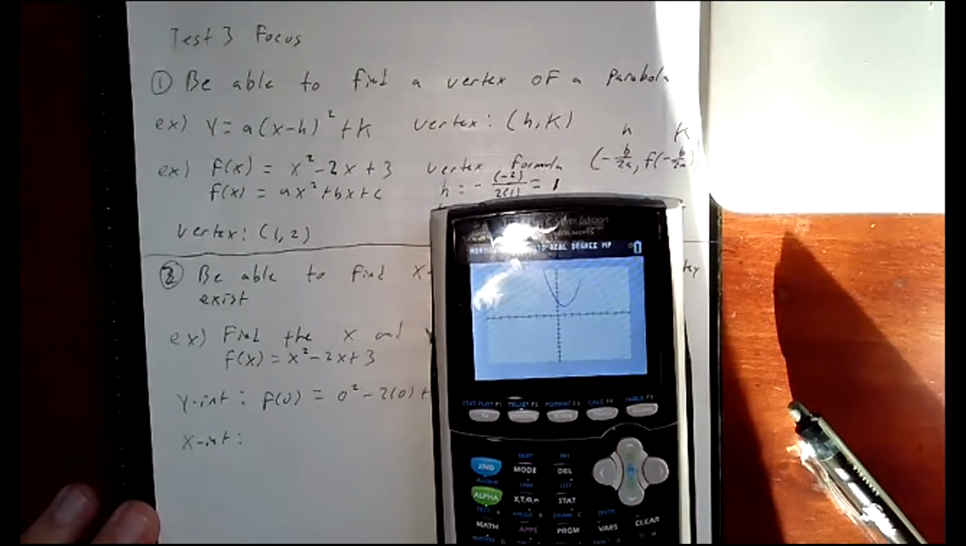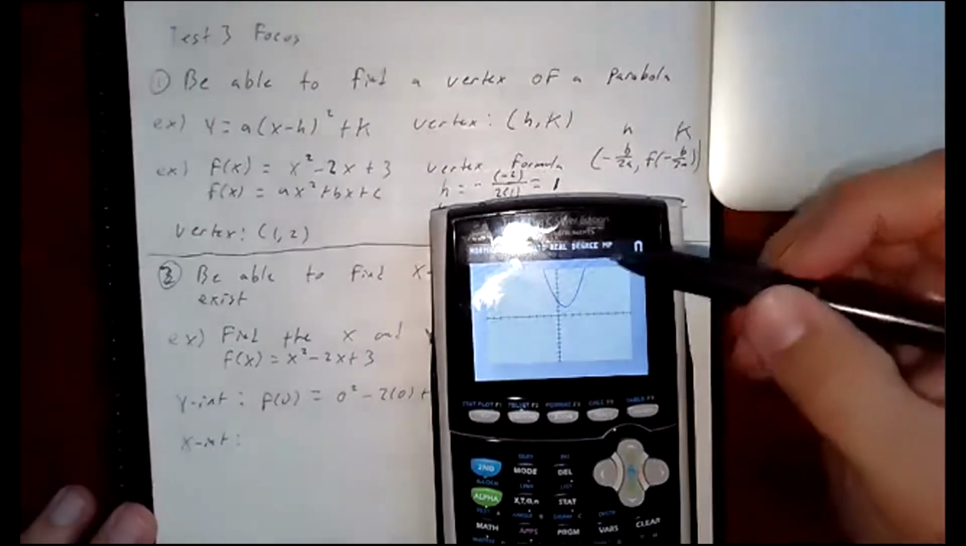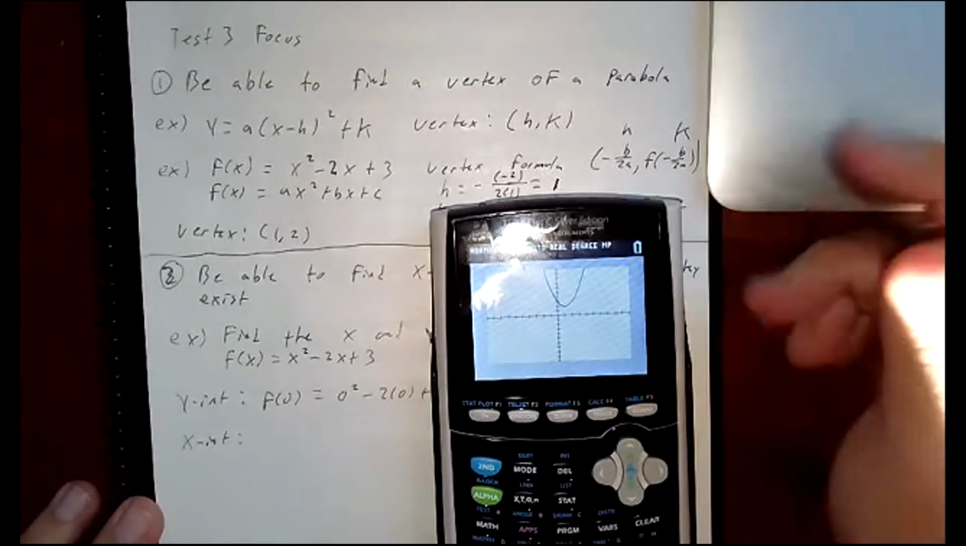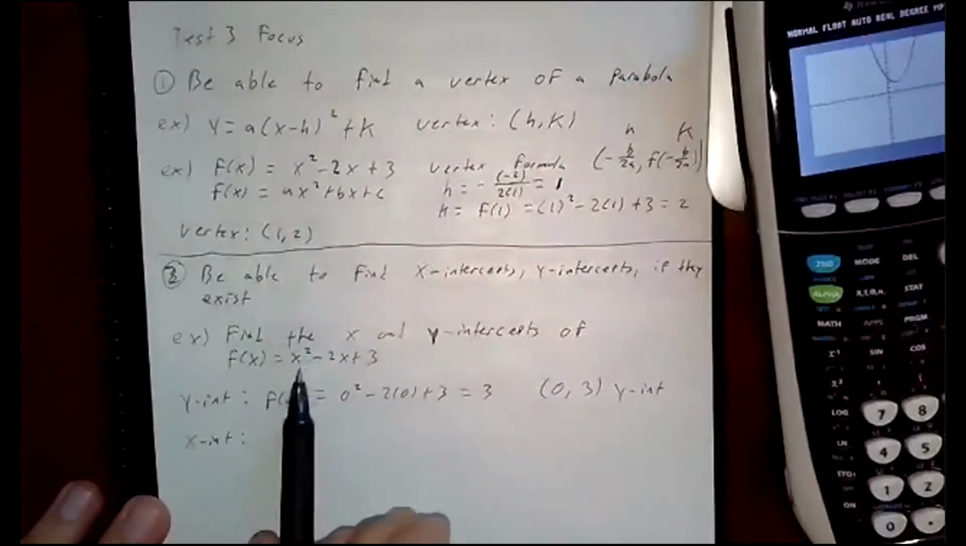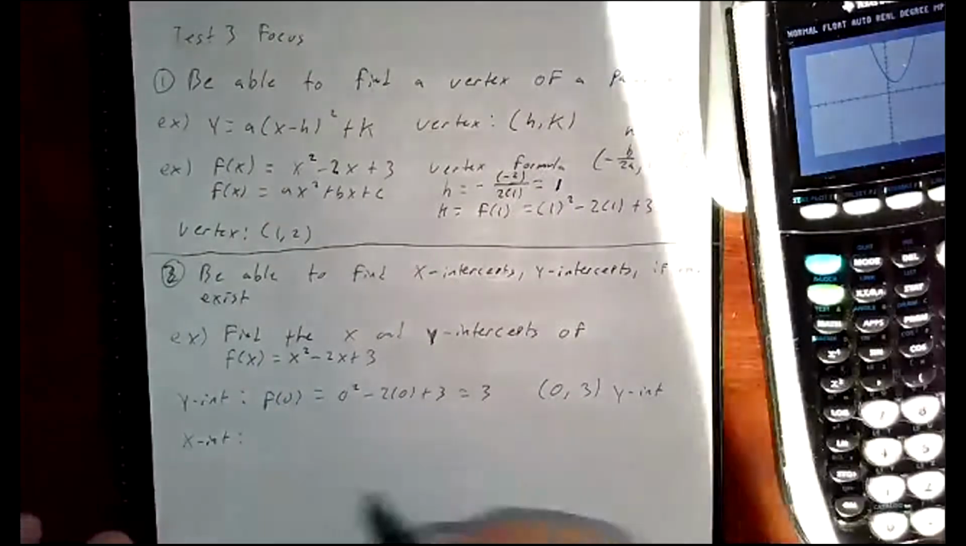You see how it doesn't touch the x-axis? So there is no x-intercept. If you try to find them, you would get imaginary numbers. You could try to use the quadratic formula on this one, and the way you find it is by doing this.